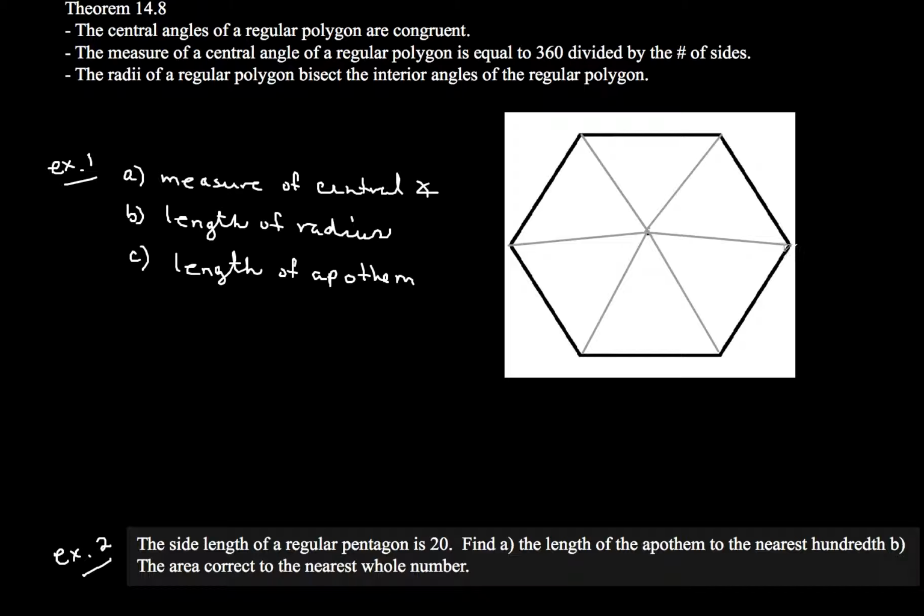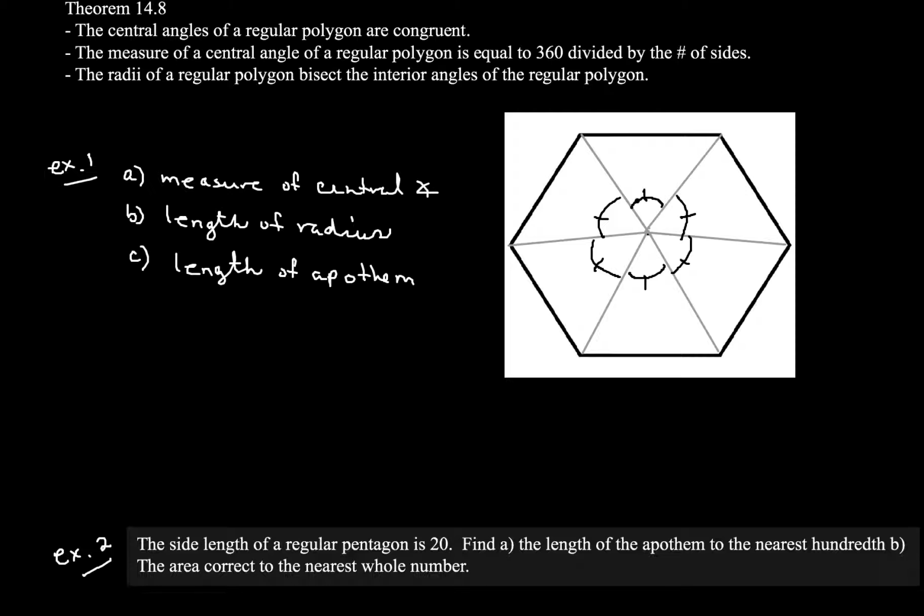All right, now let's look at the theorem. The theorem says the central angles of regular polygons are congruent. So we're basically saying that this is going to be congruent to this, is congruent to this. These are all the central angles. All right, keep that in mind.